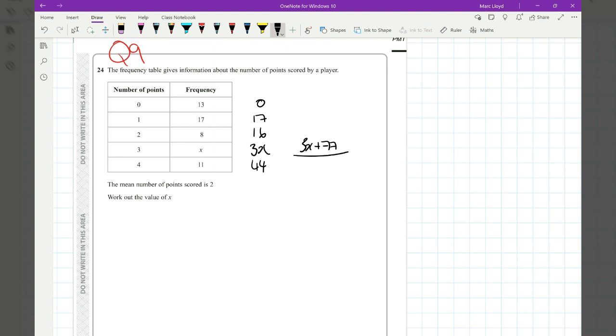So we've got 13 plus 17 plus 8 plus 11, 49, plus x, or x plus 49. And that's going to equal 2. Now we have an equation, we can start solving it. The first thing we do is multiply by the denominator. So 2 times x plus 49.